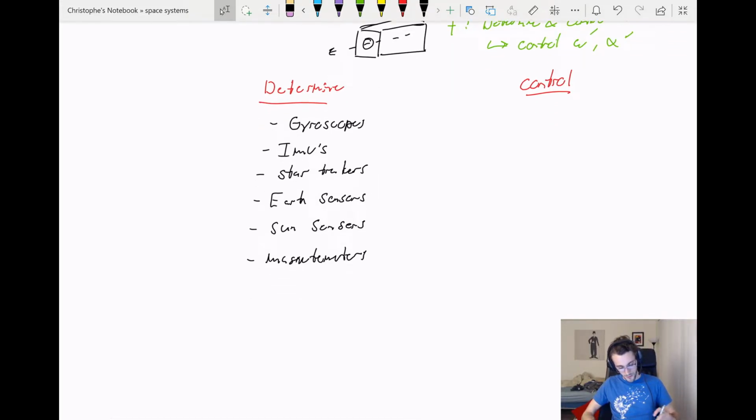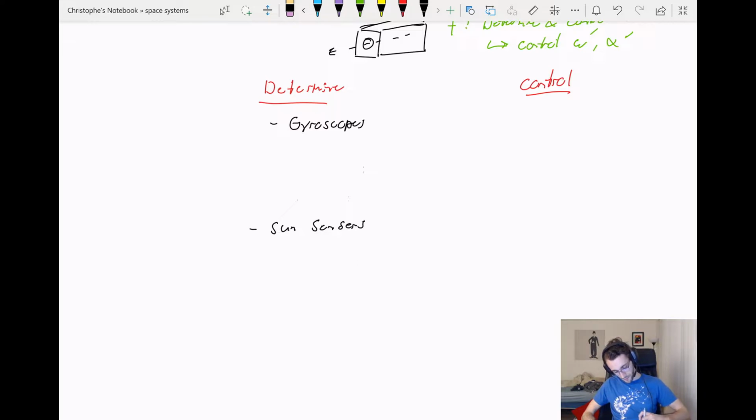So first and foremost, I'm just going to erase this for a second. We're going to write them in later. Gyroscopes. So what the hell are gyroscopes? Well, gyroscopes work off of the principle of conservation of angular momentum.